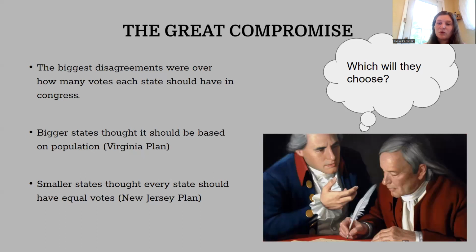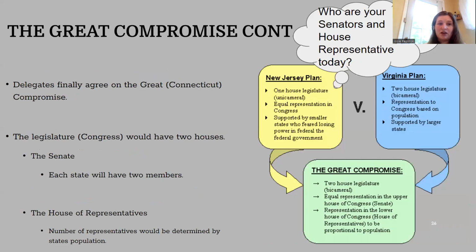So let's make a guess what you think. It's going to be a compromise between the two, the Great Compromise. It's called the Great Connecticut Compromise, and the legislature is going to have two houses. The Senate is going to be equal for all states with 2 members, and the House of Representatives will be determined by the state's population. So here we see from the New Jersey Plan and the Virginia Plan comes the Great Compromise.